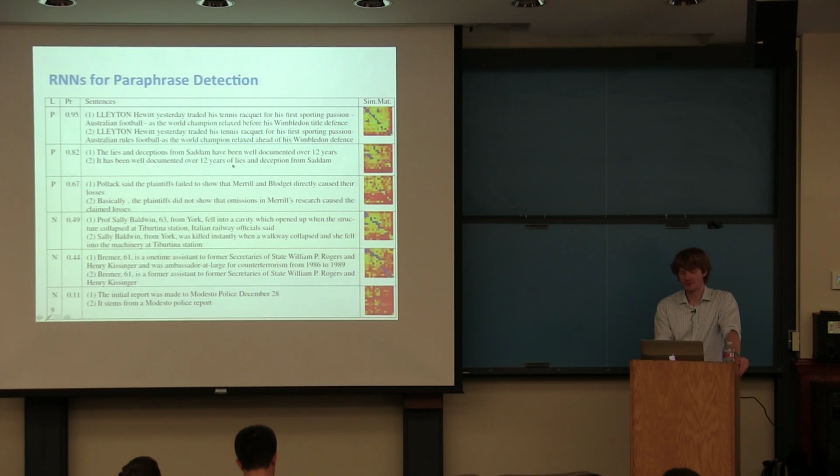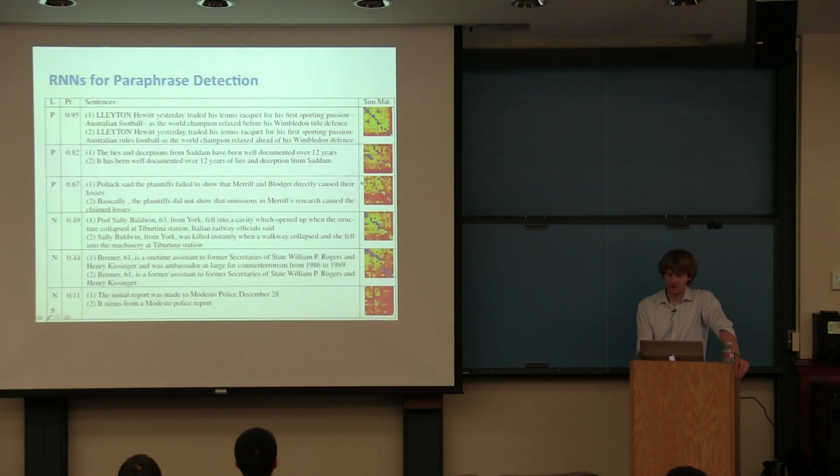Here's an interesting one. One, it's ungrammatical, and 2, you have 2 blocks that are really shifted. So the lies and deceptions from Saddam have been well documented over 12 years, and it has been well documented over 12 years, with some ungrammatical construction here, of lies and deceptions from Saddam. This is a data set coming from news, and there's an actual grammatical mistake. But the model basically realizes that there are 2 phrases that are very similar, but they're shifted. And that results in a similarity matrix that has these 2 off-diagonal lines here. And even in some cases where it's less obvious as a paraphrase, there's no nice diagonal structure, the model can still recover that these are similar.